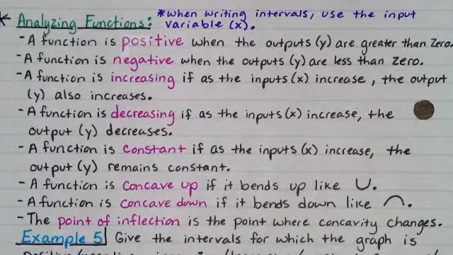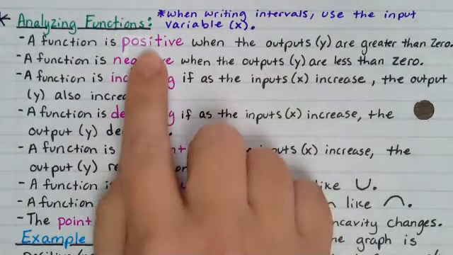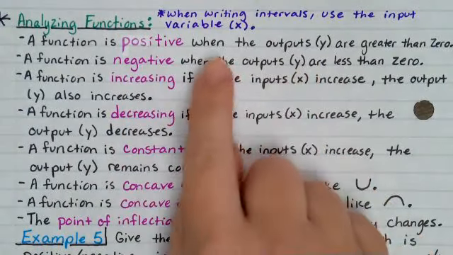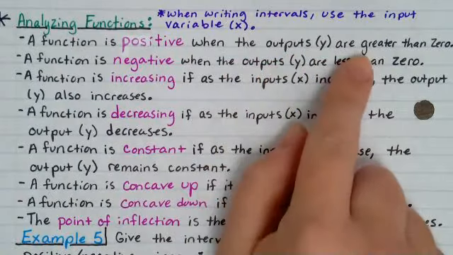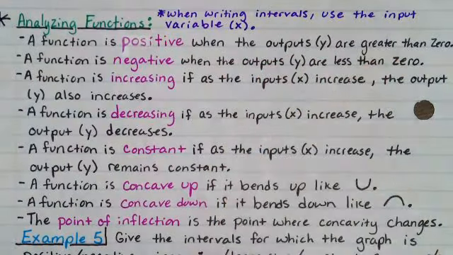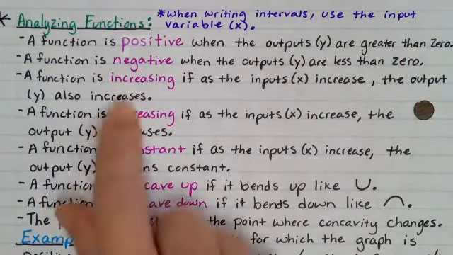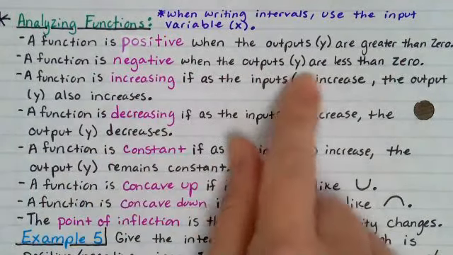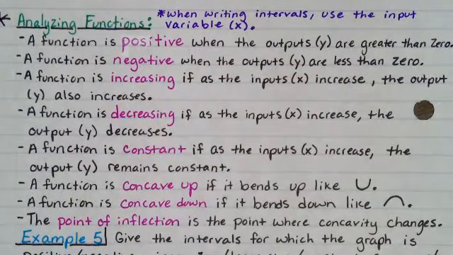All right, so we can know if a function is considered positive wherever the outputs y are going to be greater than 0. So basically, wherever you see it above the x-axis. You can see where a function is negative when you see the outputs for y that are less than 0, so where it is showing below the x-axis.